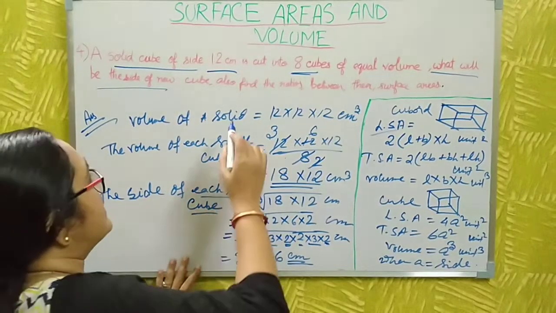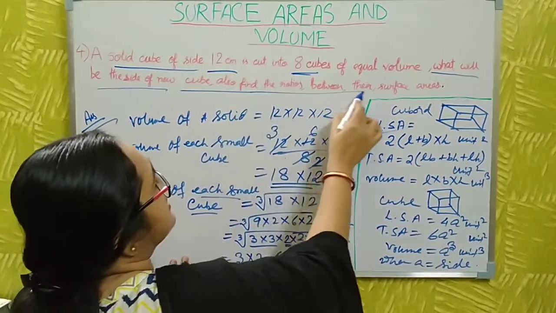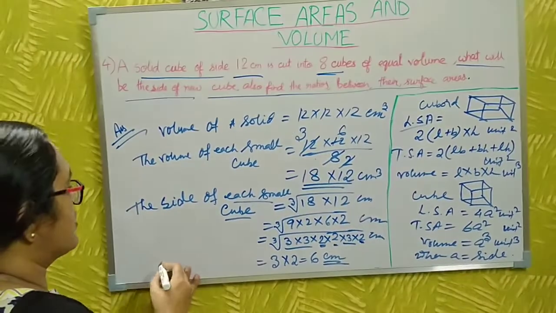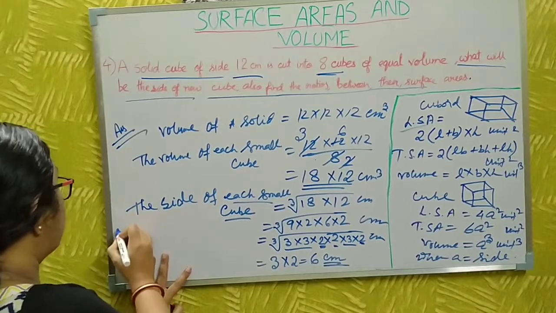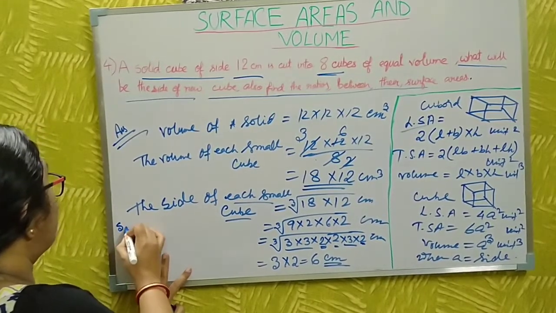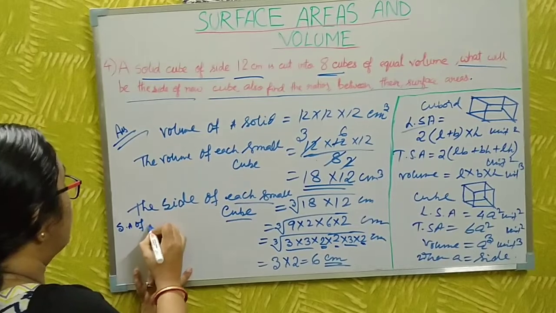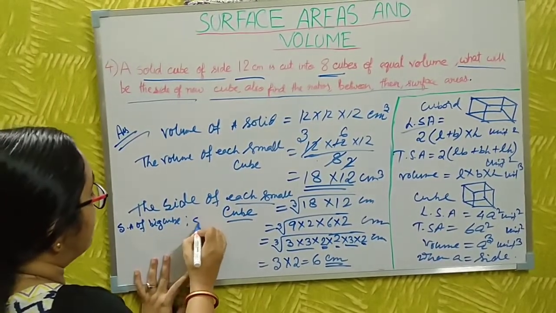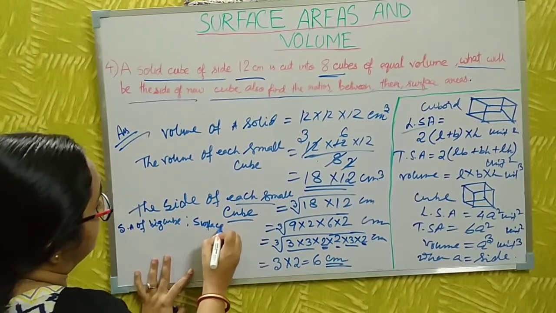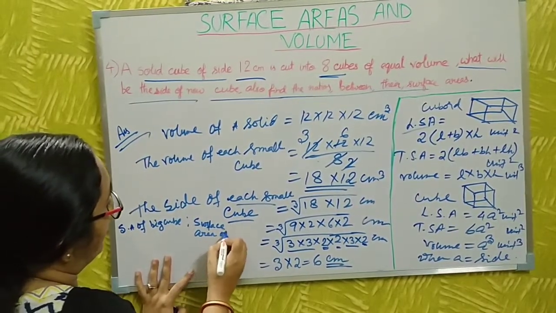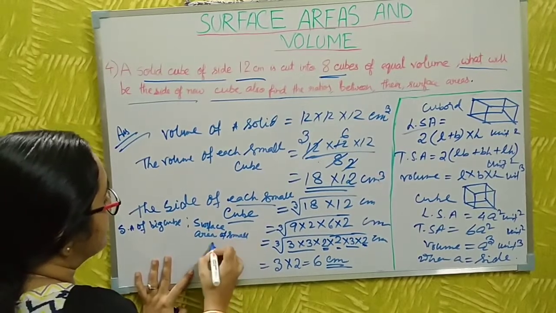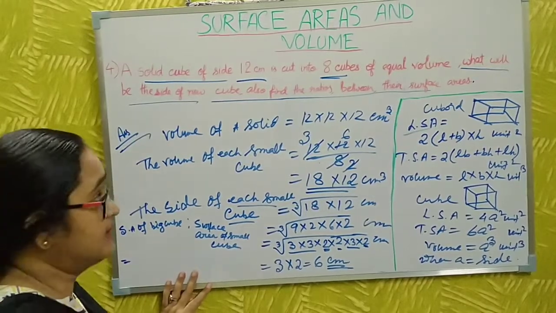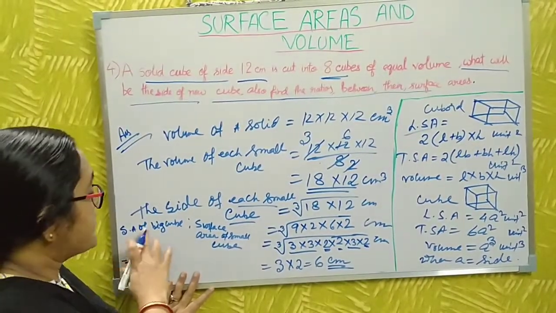Now what do we find? We also find the ratio between their surface areas. I write here the surface area of big cube is to surface area of small cube. This is the answer to question 1. This is the surface area of big cube.